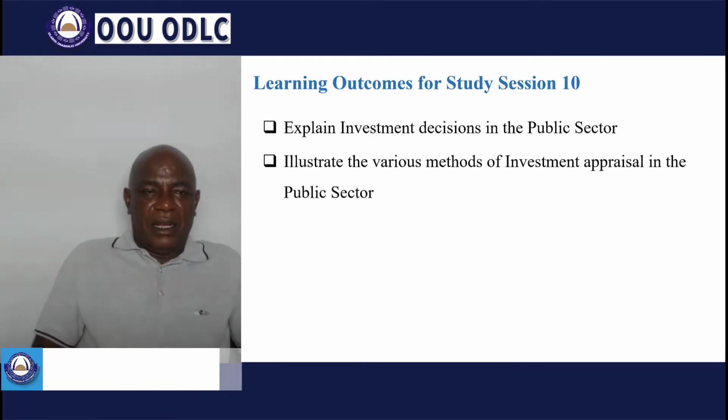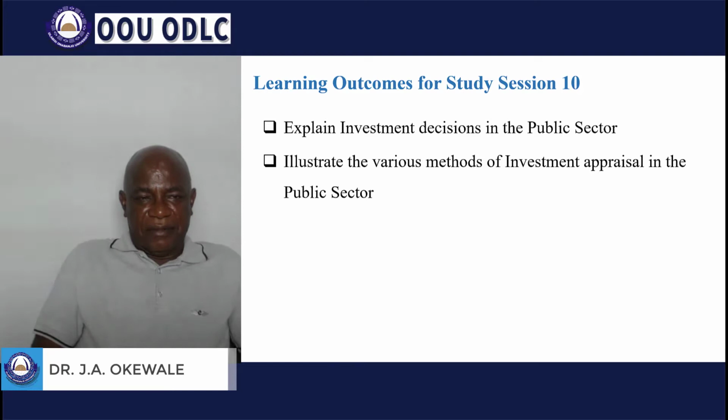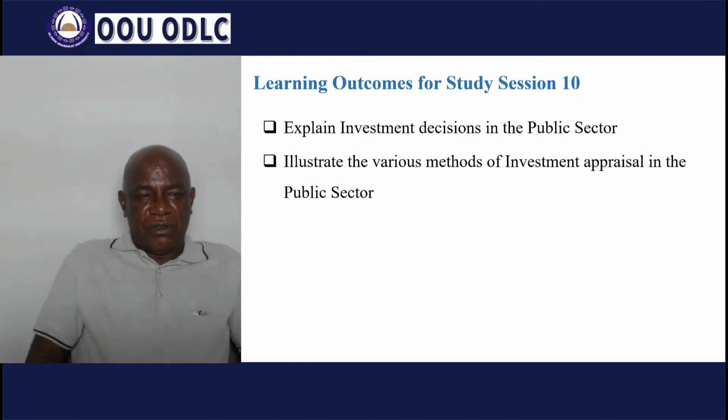What's our learning outcome for this study 10? Number one, you should be able to explain the investment decisions in the public sector. How are investment decisions taken? Then two, you should be able to explain and illustrate the various methods of investment appraisal in the public sector.